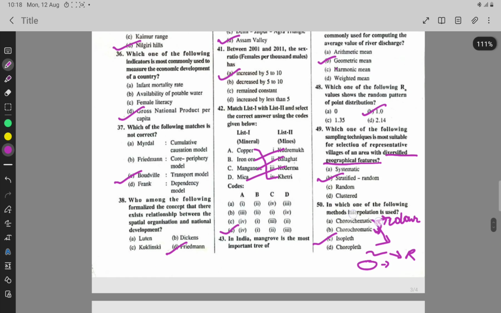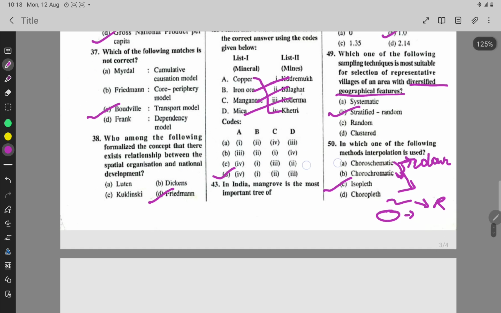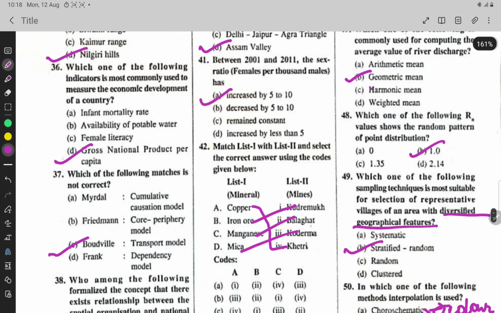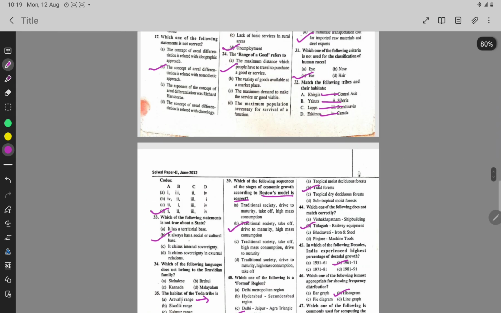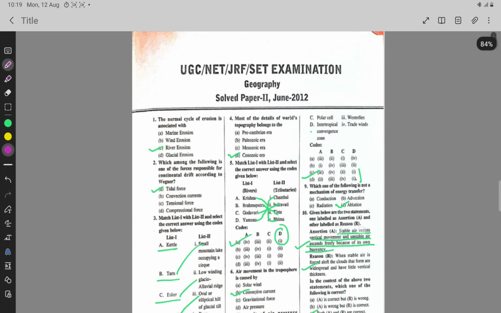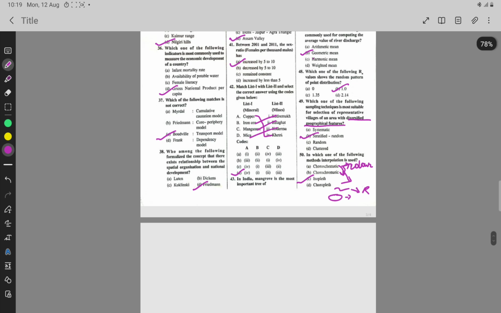Okay, yes, so this is part 2 of paper 2, and part 3 is also there, that we will be seeing in the next video.